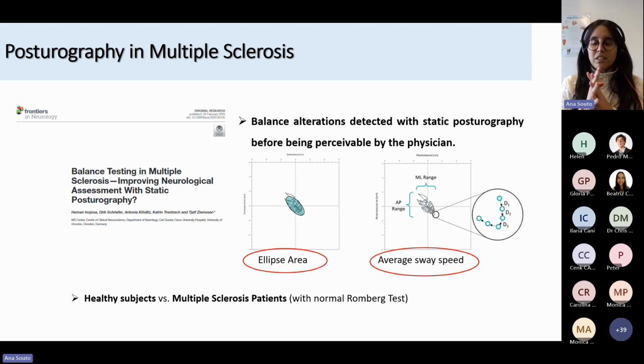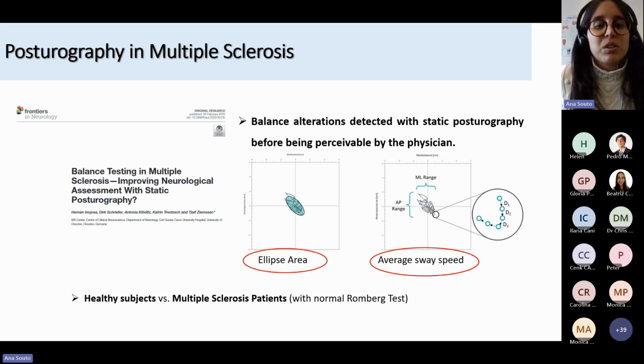It is a study that was conducted in 2020 that showed that balance alterations in multiple sclerosis patients could be detected with static posturography before being perceivable by the physician. Both the ellipse area and the average sway speed could sense differences between healthy subjects and multiple sclerosis patients with normal cerebellum function and normal Romberg tests. So it's a very interesting study. Again, if you want to read these studies and you want more, scan that QR code.